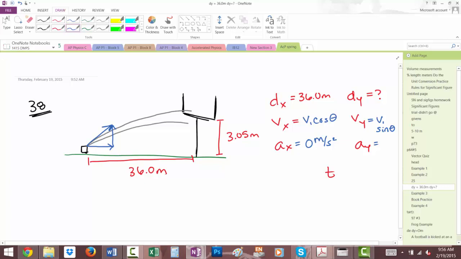Okay, there were at least 4 people that I saw that didn't say that, which means that we need to try again. You should know this, friends. Let's try again. What is ay? -9.81 meters per second squared. Good. There we go. This one's a little bit different.